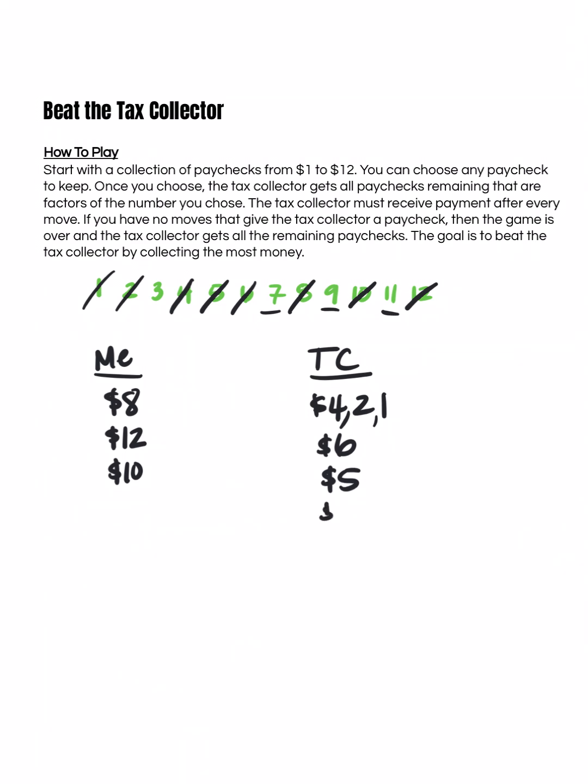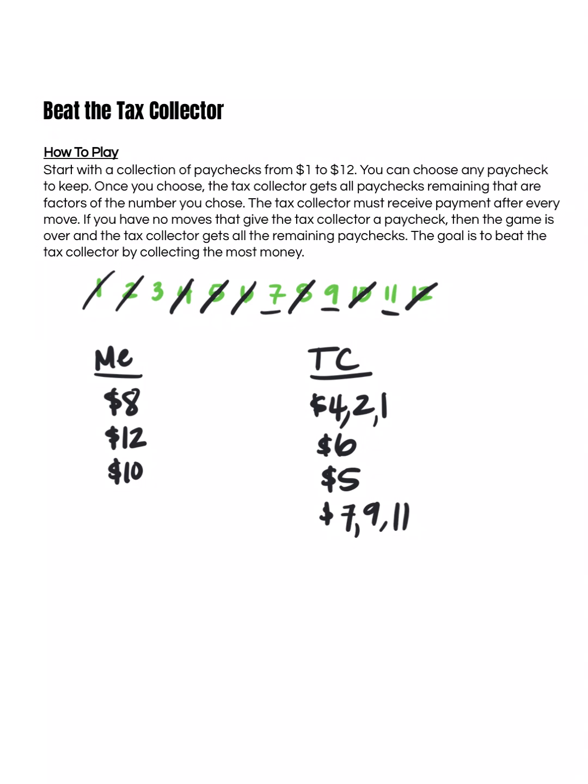So I'm out of moves, which means the tax collector, if I read the problem again, if you have no moves that give the tax collector a paycheck, then the game is over and the tax collector gets all the remaining paychecks. So he or she will collect the 7, the 9, and the 11.